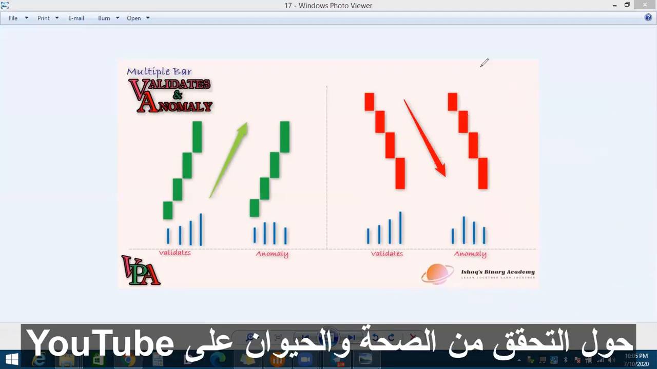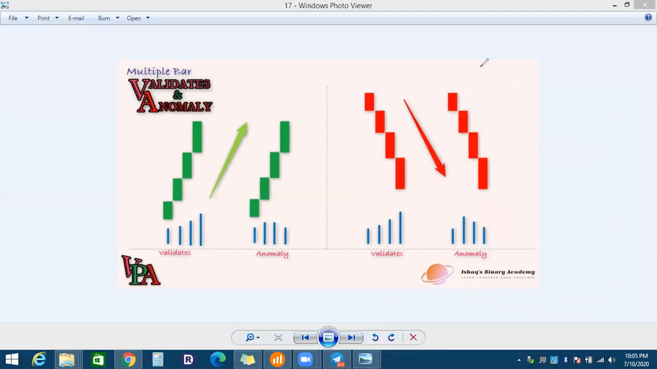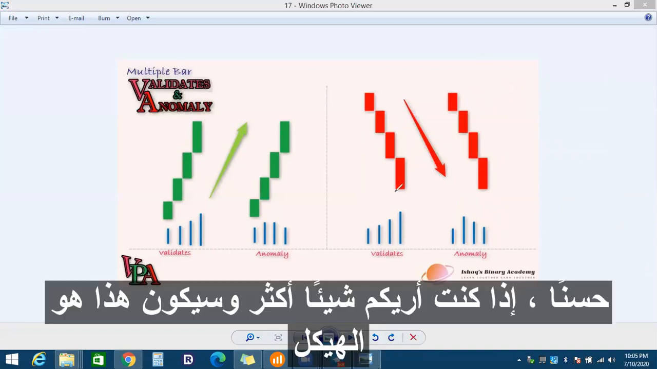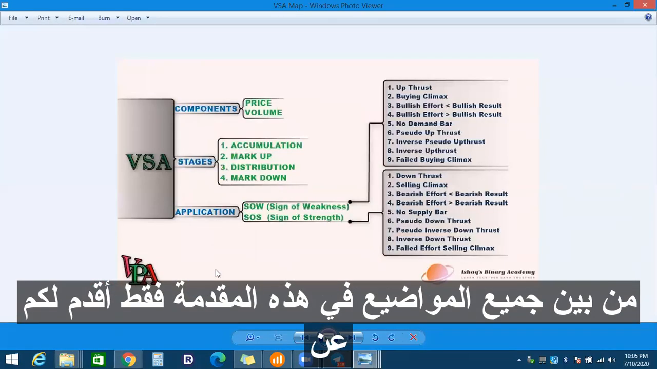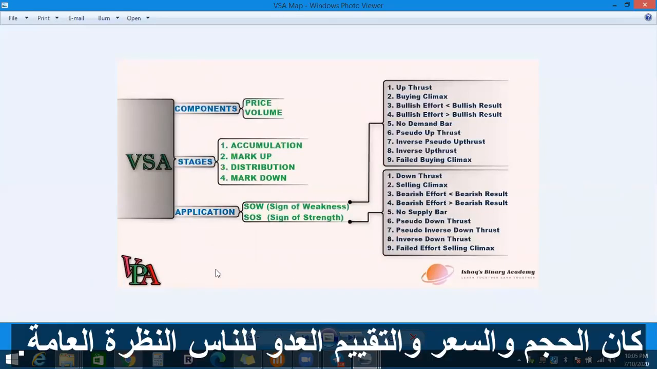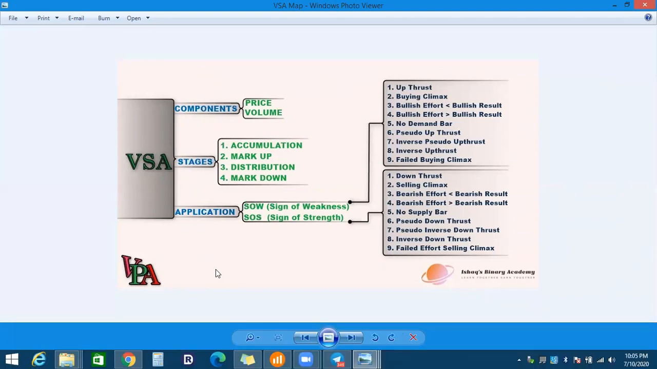So, about the validation and anomaly, are you clear? Yes. Okay. Validation and anomaly is very important. Now I'm showing you something more, and that will be the introduction to all the topics. In this introduction, I just gave you the volume and price and the validation and anomaly of multiple bars. Now I'm giving you the overview of the other topics.